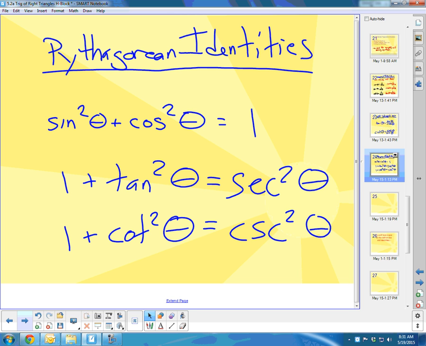Of those 3, the first is probably the most common and the most used. In your study of trigonometry, you probably want to know all 3 short term. If you're going to further your math work, the first one's probably of the 3 the most important to remember long term.